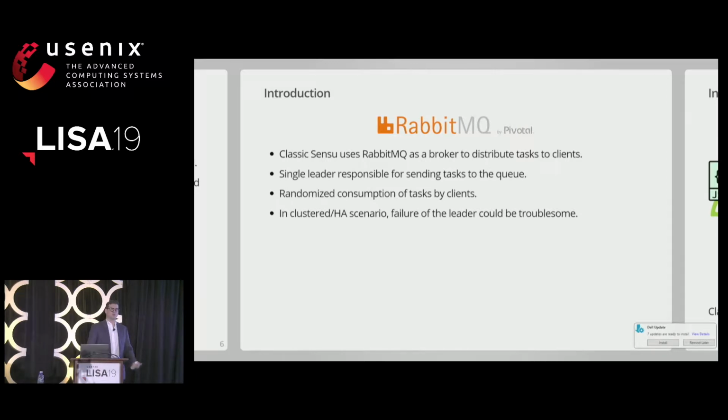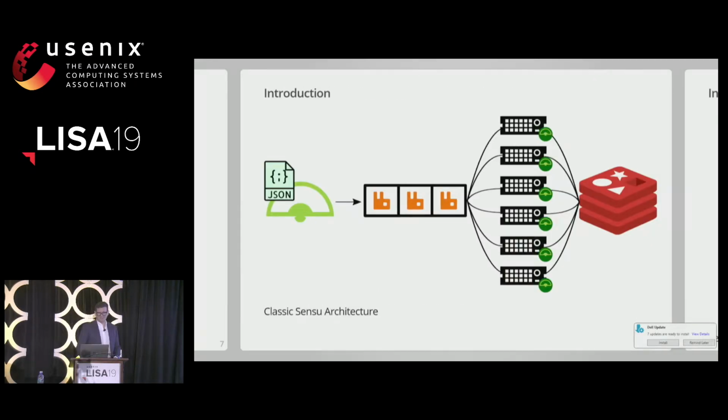There was one Sensu backend responsible for consuming this stuff, and if it fell over, there was a sort of healing protocol. I don't know how it worked, but it kind of sketched me out when I heard about it. Here's what that used to look like. We would have a backend. It would consume some JSON documents from the file system. Things would happen. You'd get messages in RabbitMQ. They would be distributed to the agents, and then the results would be stored in Redis.